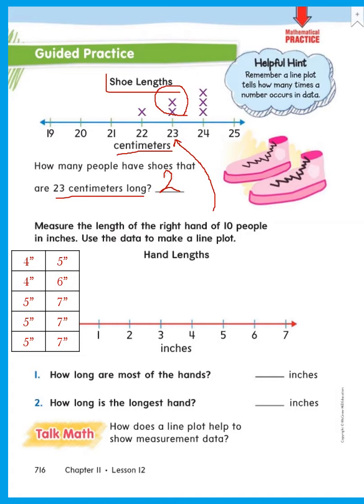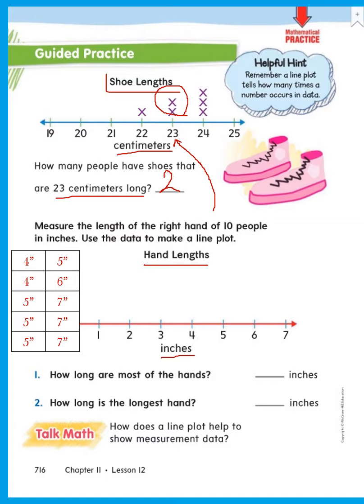Now, let's look at the bottom half of the page, and I'm going to do this one with you. It says measure the length of the right hand of 10 people in inches. Use the data to make a line plot. So the line is all set up for us. It says hand lengths and it's in inches. And instead of you going around and measuring 10 people's hands, I've got measurements for you right here on the left side. And I want you to use mine so that when I give you the answers, we'll have some consistency. Everybody can have the same thing that they can check their answers with.